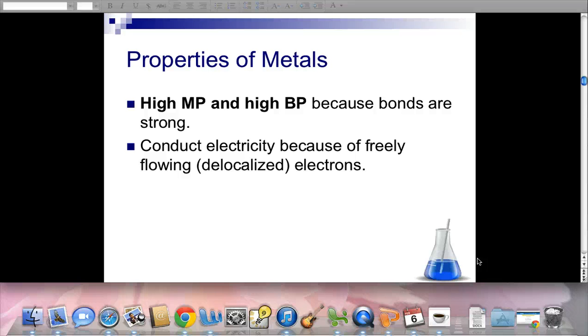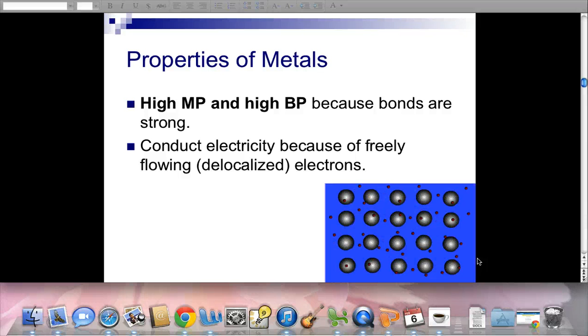Metals do have high melting and boiling points because their bonds are very strong. This is the reason why we make buildings out of metals and not out of covalently bonded compounds. They will conduct electricity because the electrons are free to move.